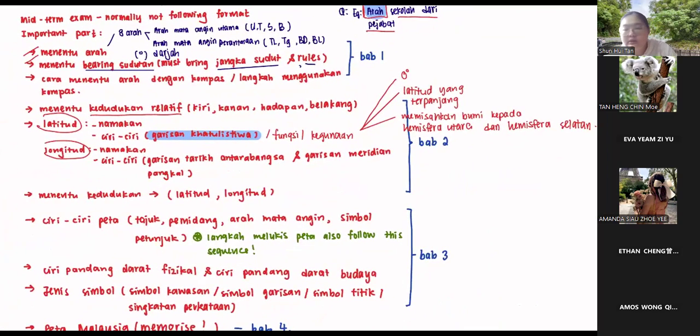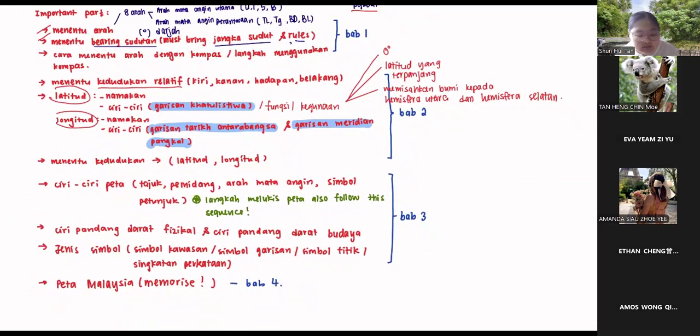Now, this is the chance for the midterm, normally things that they may ask. Of course, it's not that they only ask this, but this is the common one. And then longitude, same. You have to know the name of the longitude and the characteristics of it. They might ask you either one: Tarik Antarabangsa or Meridian Pangkal. So these two you need to memorize a little bit.